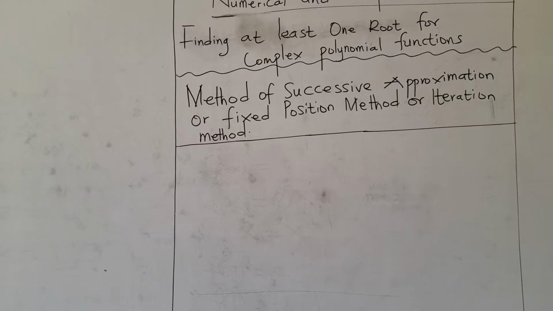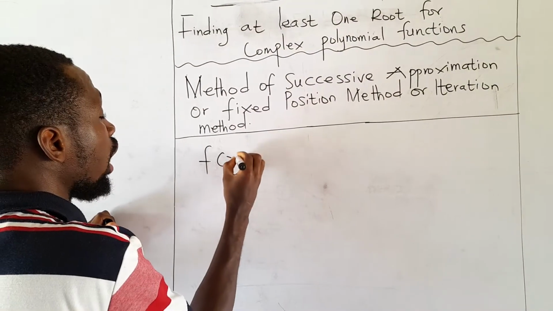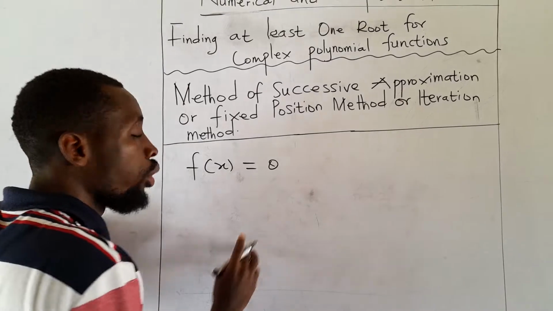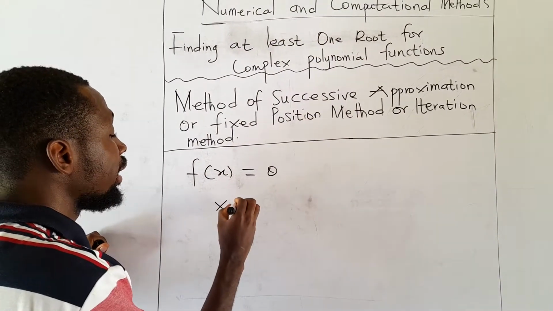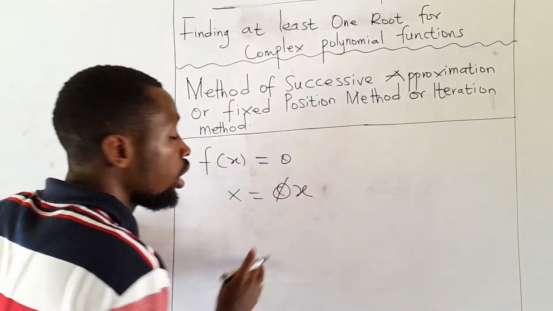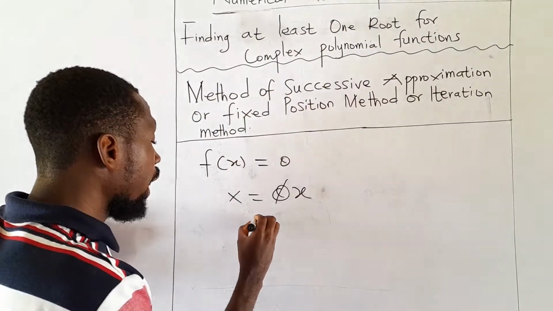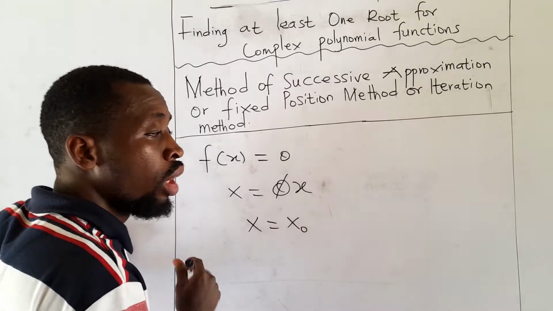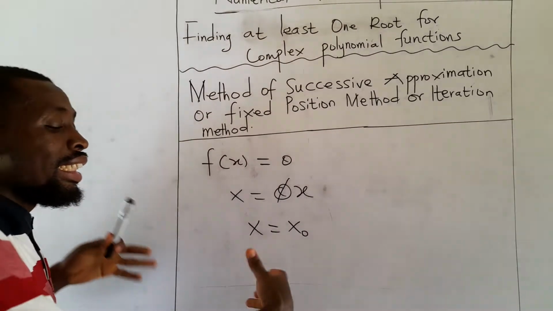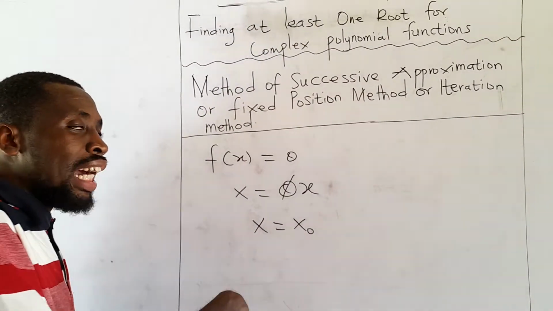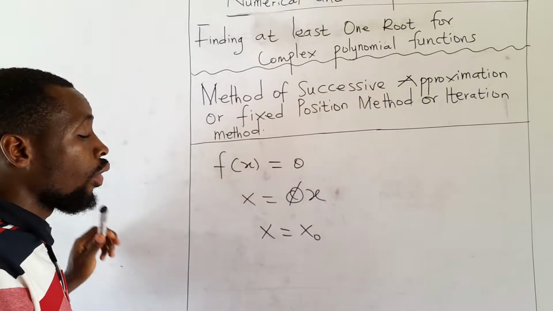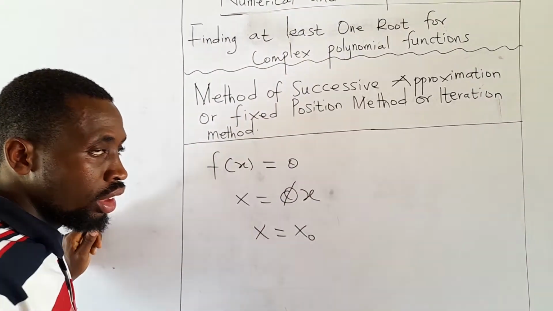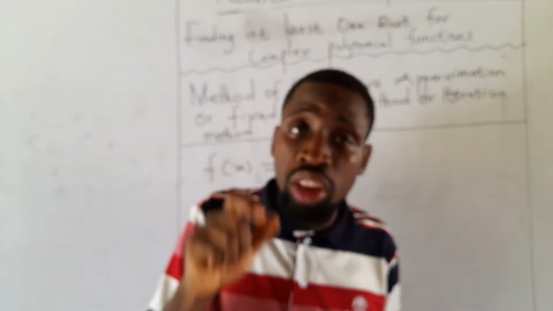With the method of successive approximation, if they give us a polynomial function f of x, to find at least one root for it, we equate that polynomial function to 0. After that, we make x the subject of itself. After we do that, we get x equal to x naught. And what is this x naught? The x naught is the interval halving of the root that exists between that interval, or in other words, the halving of the interval that contains at least one root of this polynomial function. And we can get that interval using the location theory.